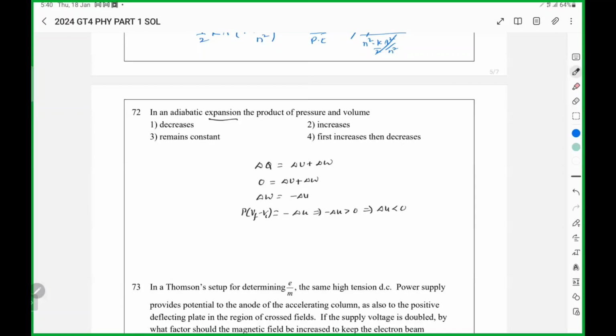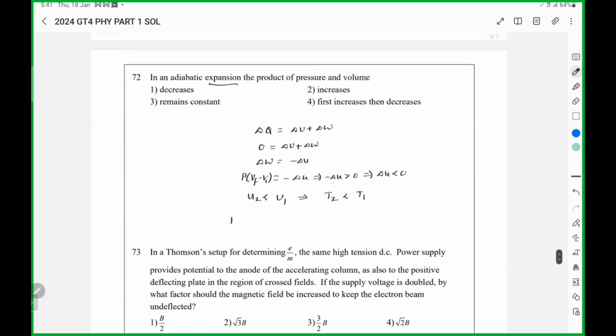So once delta U is negative, U2 will be less than U1. So internal energy is a function of temperature. T2 is less than T1. So ideal gas equation, nR is constant. So final value of PV is nRT2. Initial value is nRT1. Final value of PV is less than initial value of PV. So that decreases.